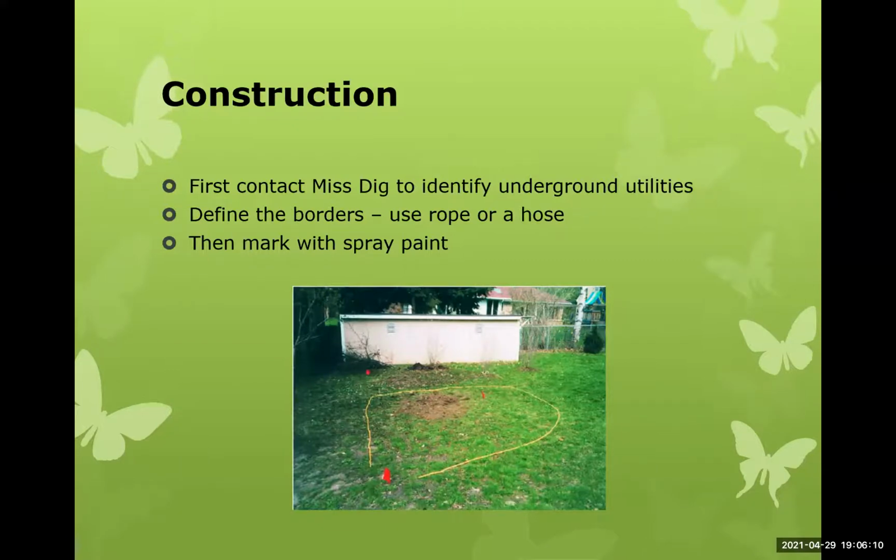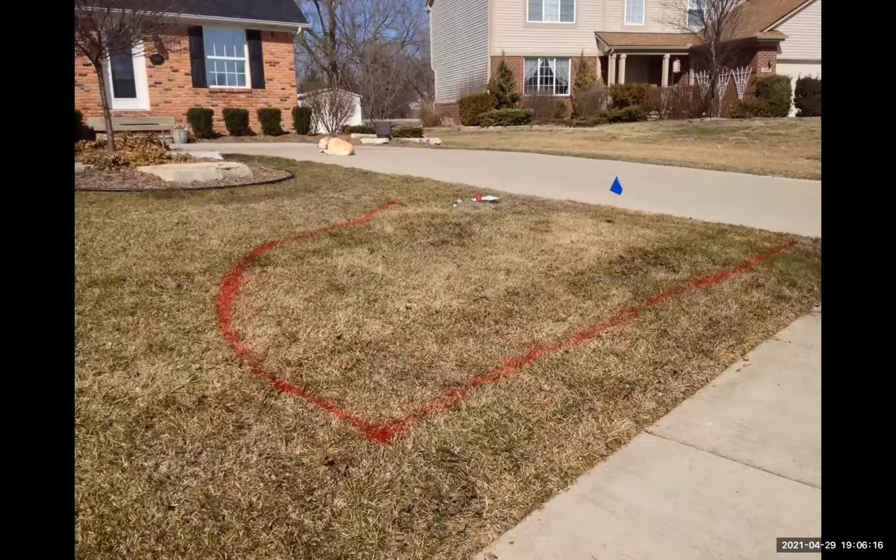internet line. So you can define the borders using a rope or a hose and then mark it with spray paint. So here's the spray paint line for my rain garden in my front yard. And you can see it's not a kidney bean shape because I got a driveway.